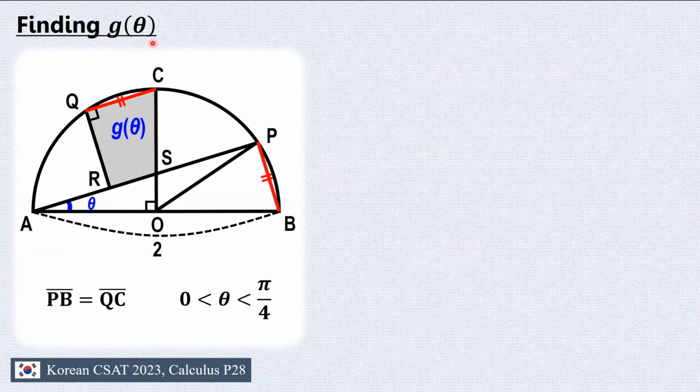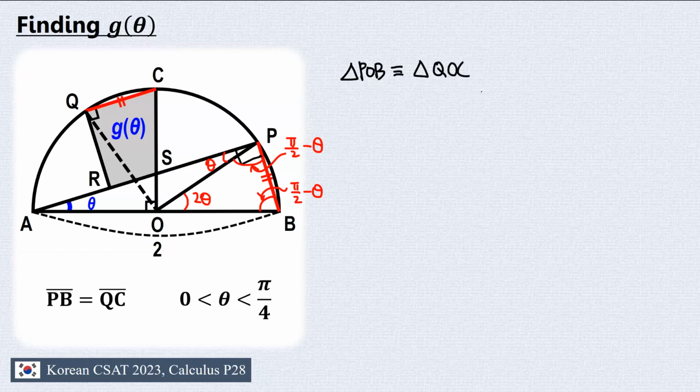Now let's move on to G theta. Alright, now the area G theta. First, let us find out what kind of quadrilateral this is. We know that this angle is theta, and this angle is 2 theta, and angle APB is a right angle because AB is the diameter of the circle. So we have this angle as pi over 2 minus theta, and this angle is also pi over 2 minus theta. Therefore, if we connect point O and Q, we know that triangles POB and QOC are congruent, so this angle QCO is also pi over 2 minus theta.